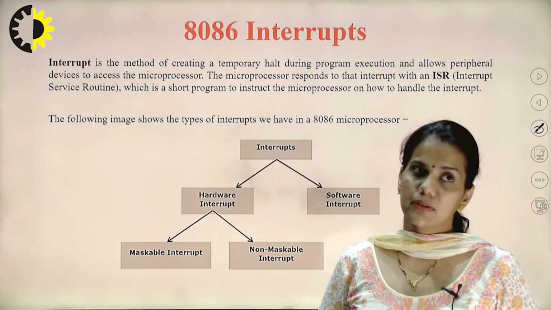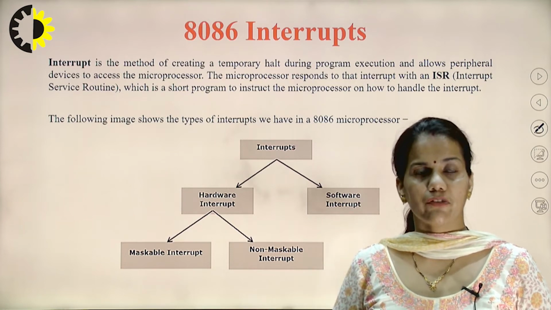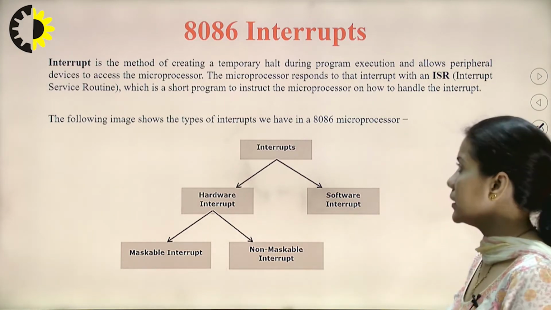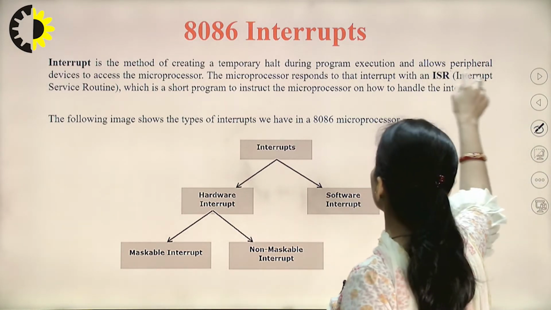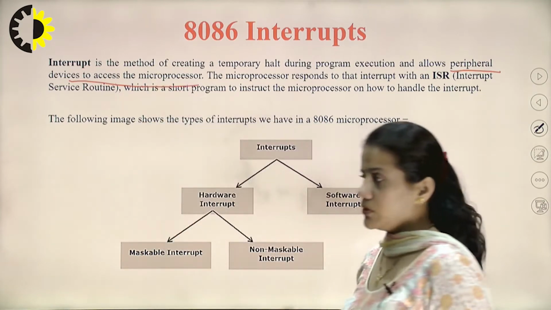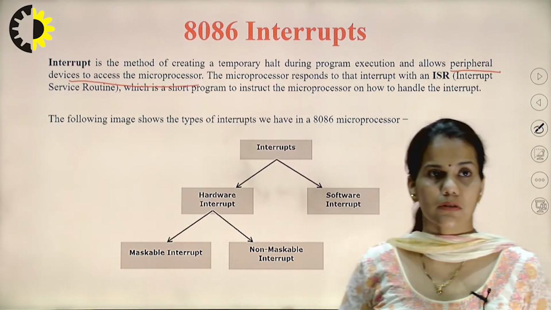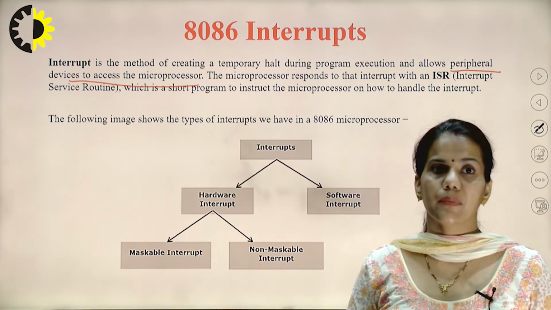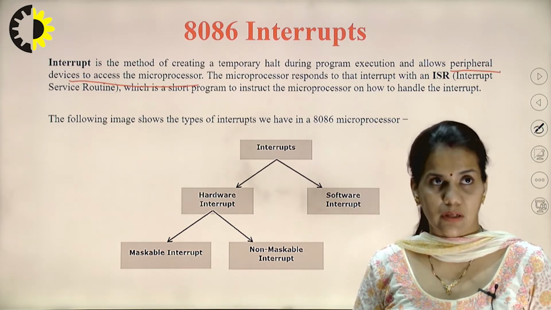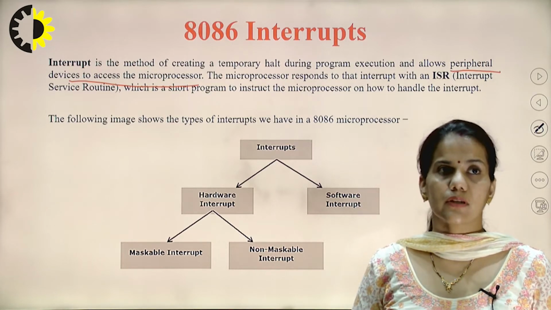What is an interrupt? Interrupt is a method of creating a temporary halt during the program execution, and this allows peripheral devices to access the microprocessor. So when the normal program execution is going on, if some outside trigger comes and halts the program temporarily, then that is known as the interrupt.